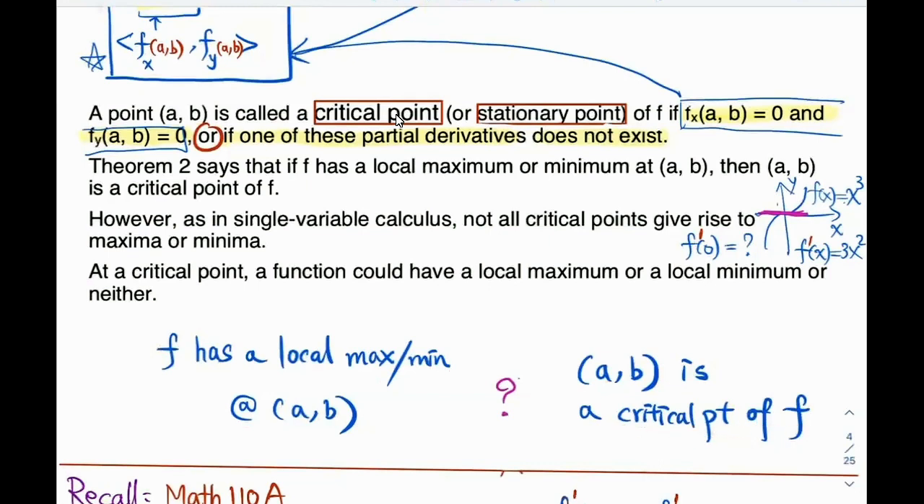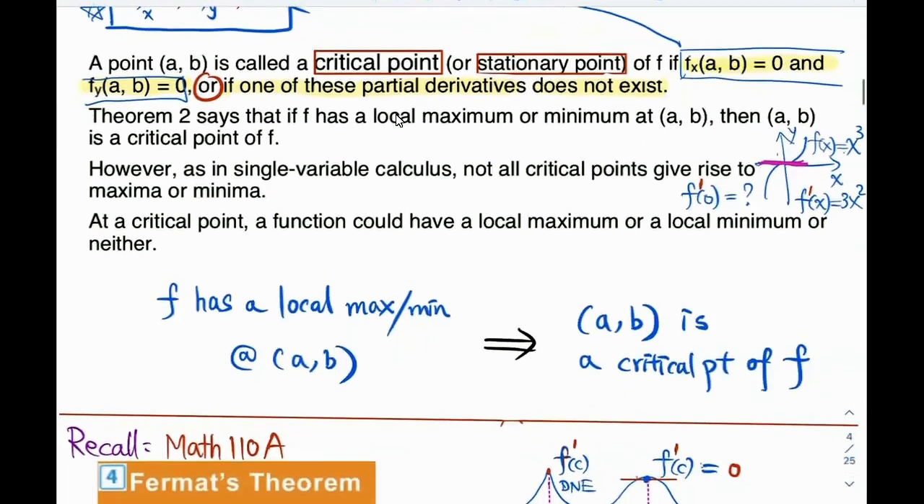So it goes this way. What about the other way? If (a, b) is a critical point of the function, then does the function have a local max or min at (a, b)? A lot of you are shaking your heads, so you say no. Yes, it doesn't. It only goes this way.